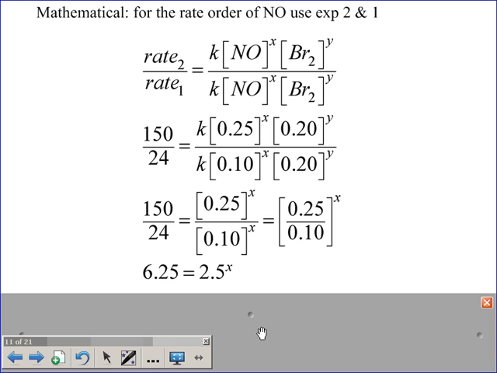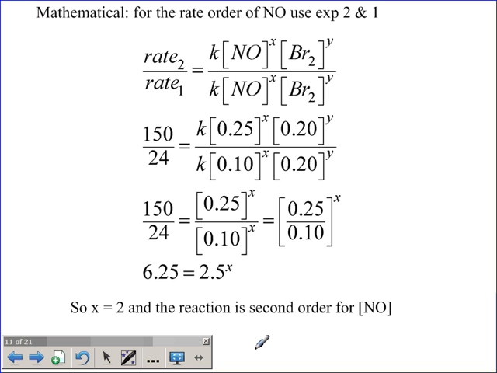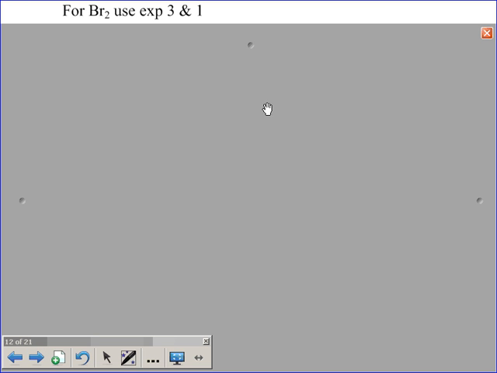Now, we can just try some things. Clearly it's not a zero order or first order, but you can just try it. You put in a 2 for the x, and you see it works out just fine. 2.5 squared is 6.25. Since we can expect these things to be, for the most part, whole numbers, 0, 1, 2, we can just test one. So x is 2. The reaction is second order for NO.